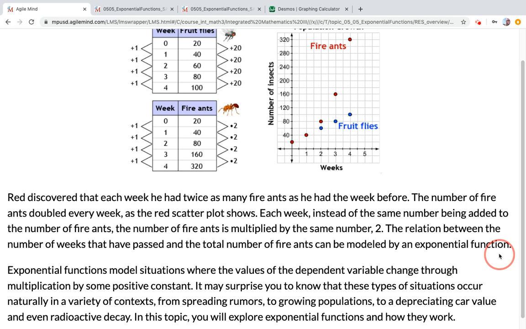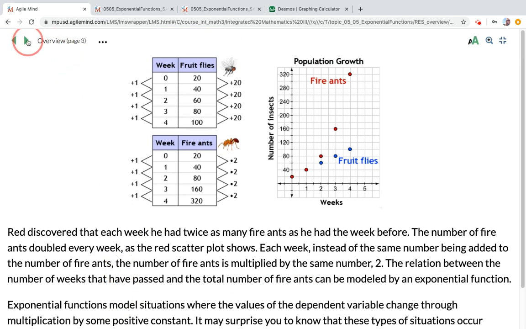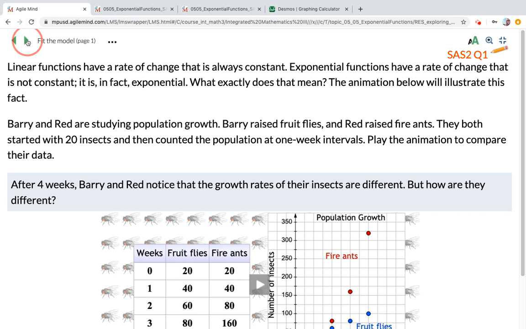And so actually, exponential functions naturally occur all over the place, from spreading rumors to growing populations to depreciating car values to radioactive decay. Oh my gosh, exponential functions are all over the place. And so that's what we're going to be doing this unit, is playing with exponential functions and looking at all the different places they show up.